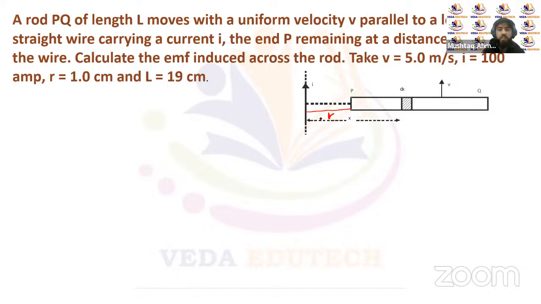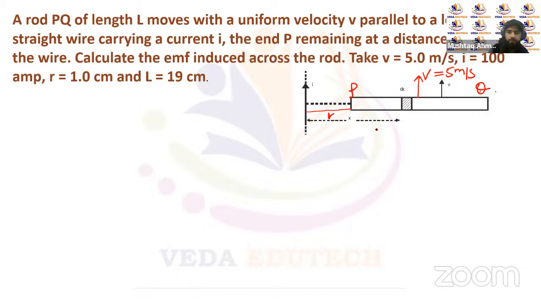And this rod is actually moving in the upward direction with velocity V. This is the velocity V, correct? And we have to find the induced EMF, calculate the EMF induced across the two ends, end P and end Q, of this conductor. And this conductor is moving in the upward direction with a speed of 5 meters per second, correct. And the current I is equal to 100 amperes.